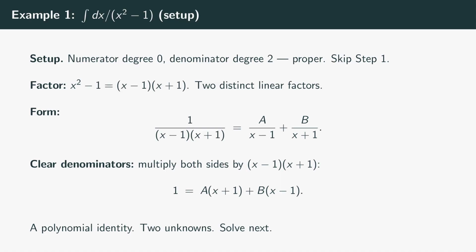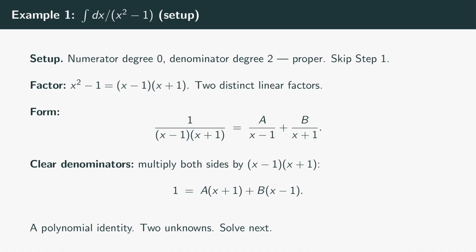First worked example. Compute the integral of dx over x squared minus 1. Step 1, degree check: numerator degree 0, denominator degree 2, proper, no long division needed. Step 2, factor the denominator. X squared minus 1 is a difference of squares, and factors as the quantity x minus 1 times the quantity x plus 1. Two distinct linear factors, no repetition, no irreducible quadratics. As simple as it gets.